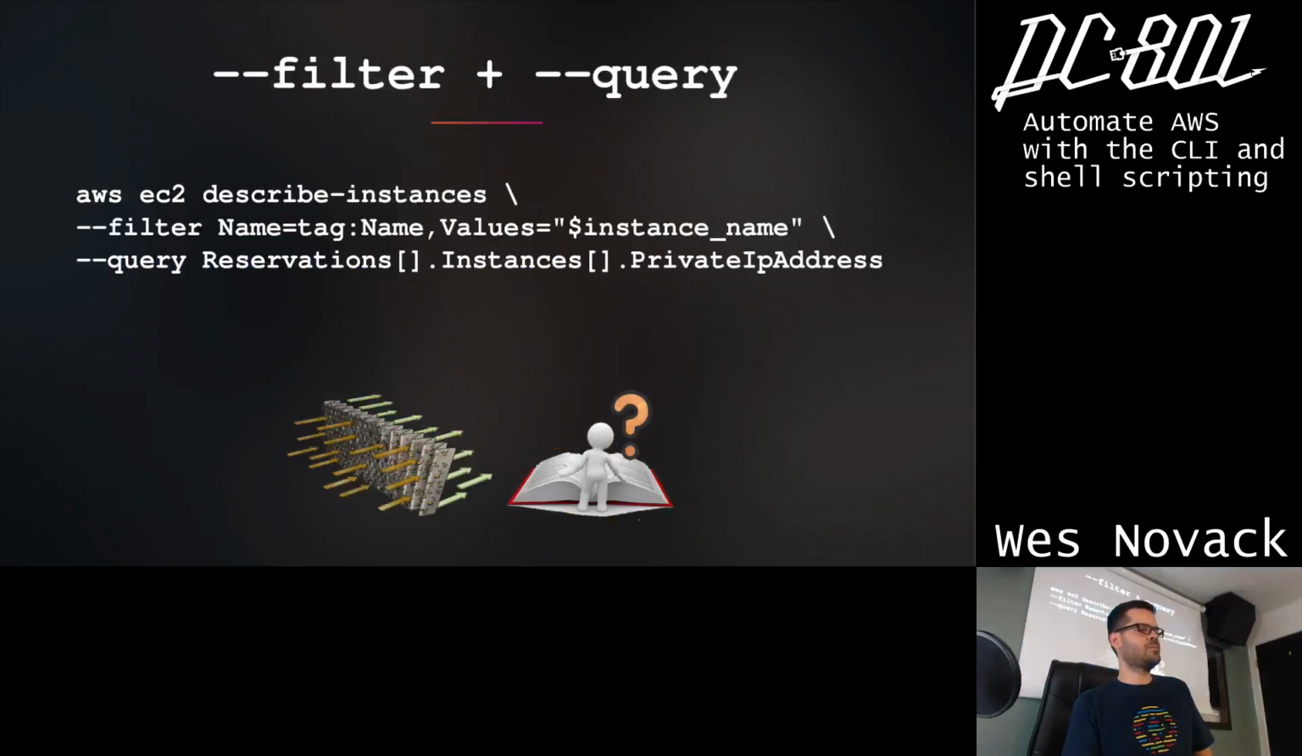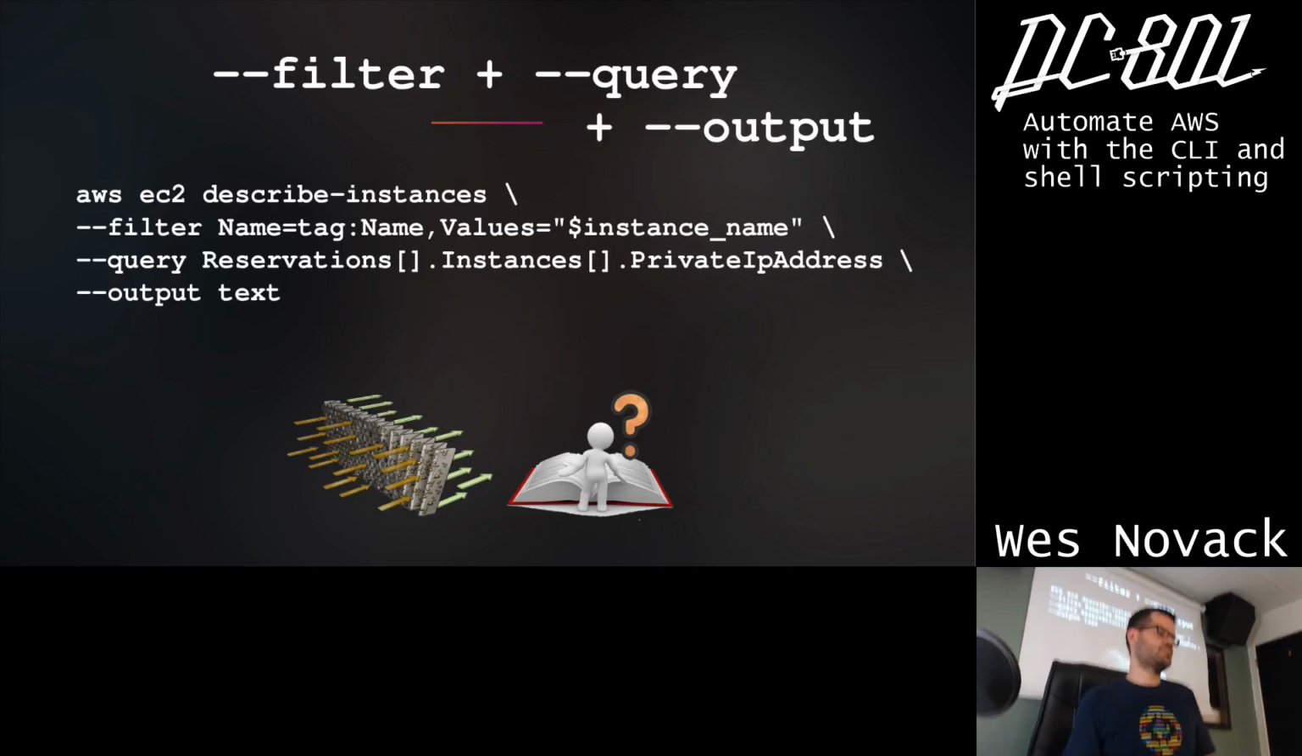So if you wanted to pass a shell variable into it and do some filtering, then you can do --filter, and you can see here I'm using a $instance_name shell variable to filter on, and then also using query to just pull out the private IP address.